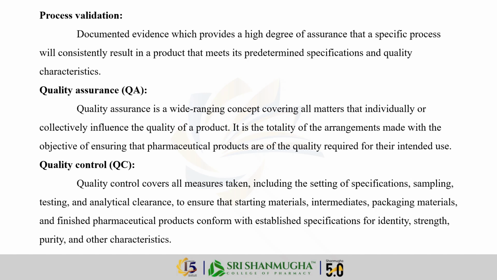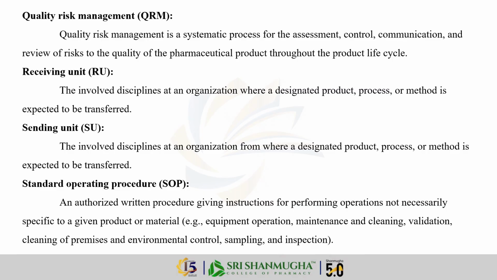And next, quality assurance, QA. Quality assurance covers everything that influences product quality. Next one, QC, quality control. Quality control involves the actual testing and sampling to ensure materials meet their specifications. Next one, quality risk management. Quality risk management is a systematic way to assess and control risks across the product's life.